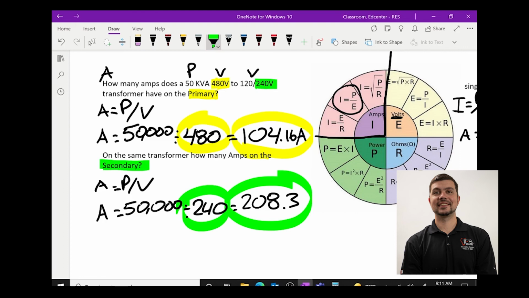And that's how we work out transformer problems. It's really just an Ohm's law question, and they could ask you a couple of different things about the primary or the secondary. They could trick you up with the 120/240. But if you know these couple of tips and tricks, it's just Ohm's law, and you're going to have a great time.